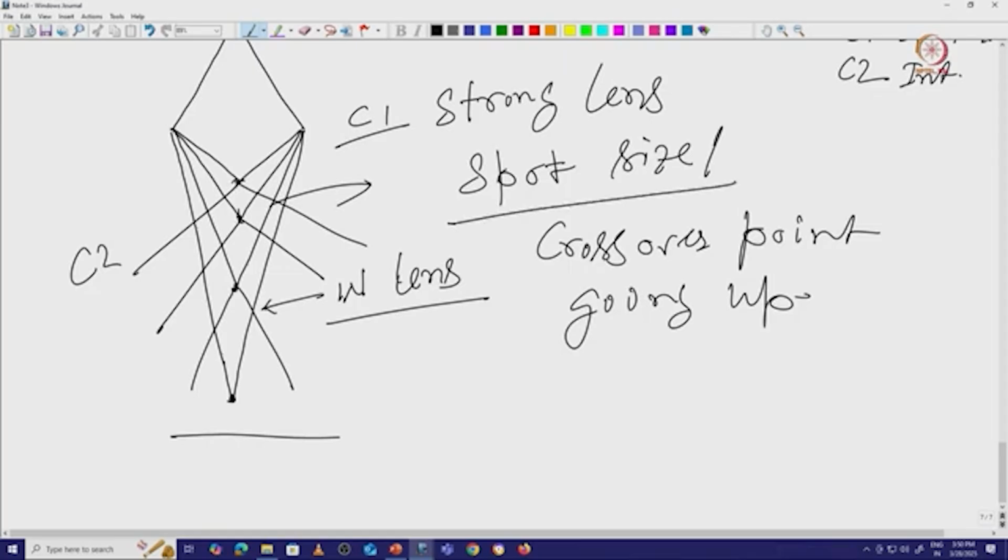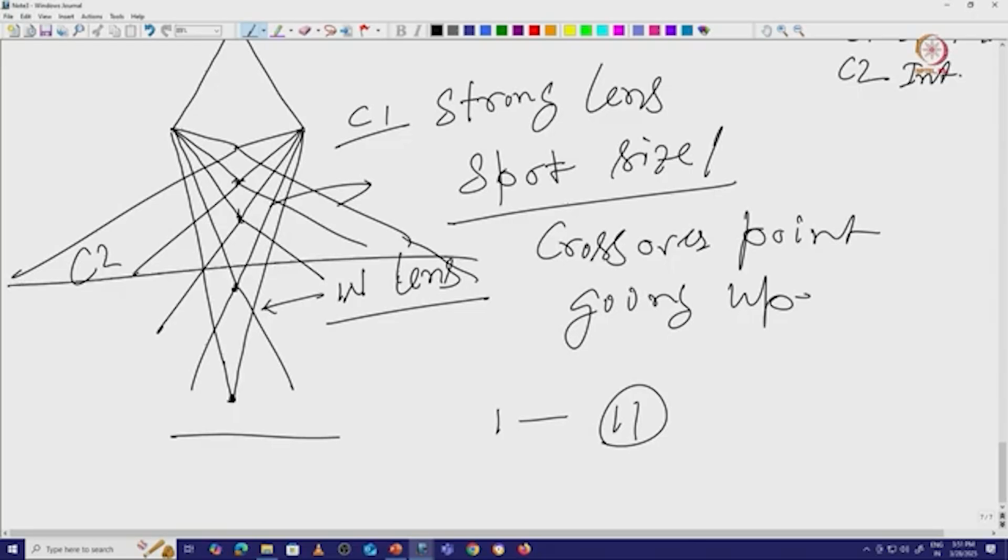Generally the spot size we can use is 1 to 11. If we use spot size 11, that means a very strong magnetic field, and the crossover point will be very high up, close to the C1 lens, and your beam will be spread too much. So if you want to spread the beam too much using the C1 lens, you should use a very strong magnetic field, that means a very high spot size.